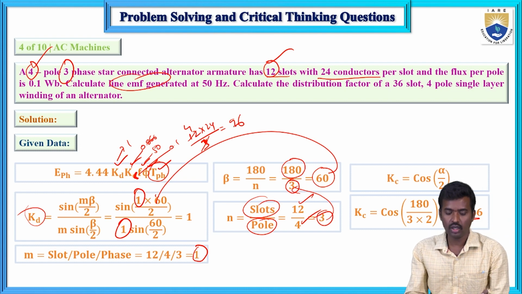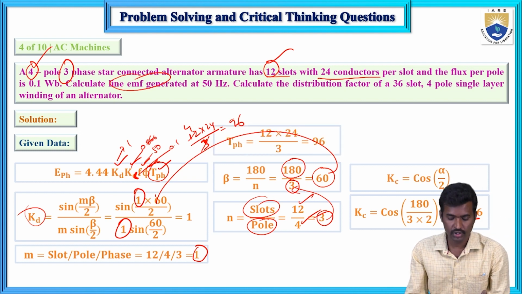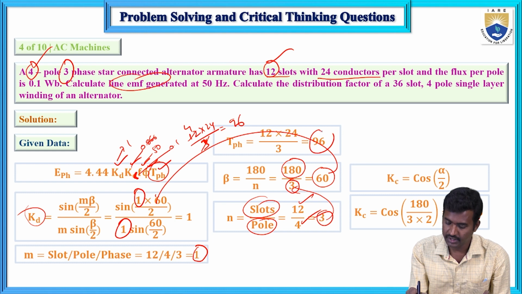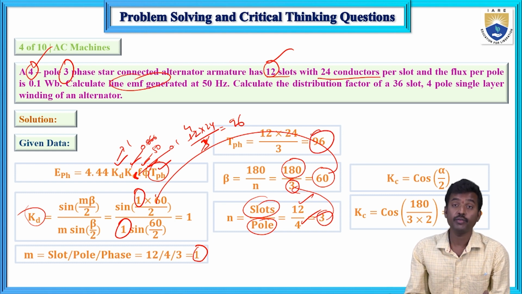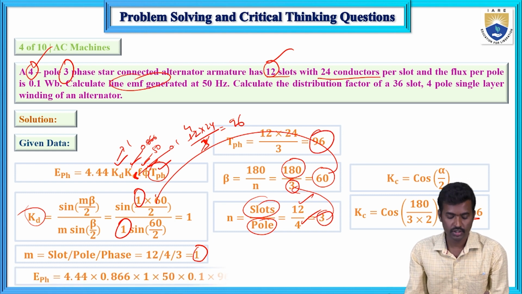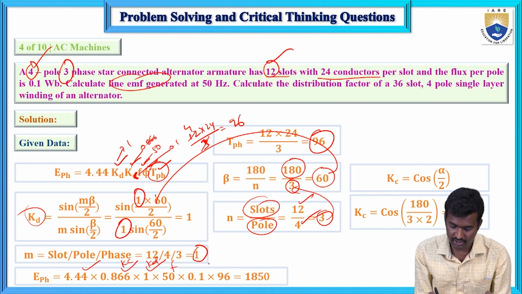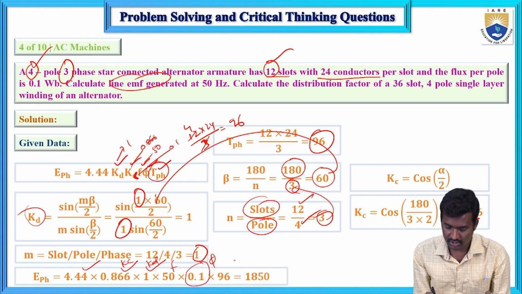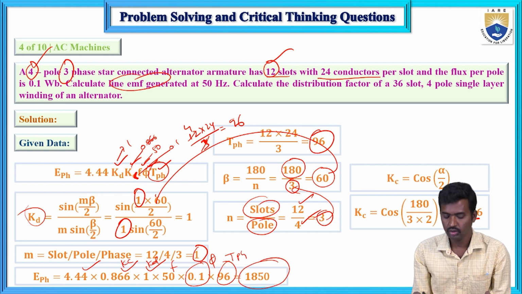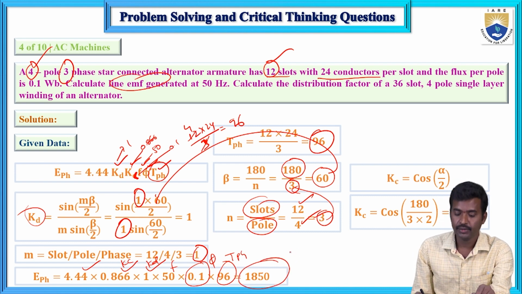Now substitute all the values in this. Here T phase is 96, 12 into 24 by 3 equals 96. Here 4.44, then KC, KD, the frequency, the flux and the T phase. So this value gives the induced line EMF generated at 50 Hz, in volts.